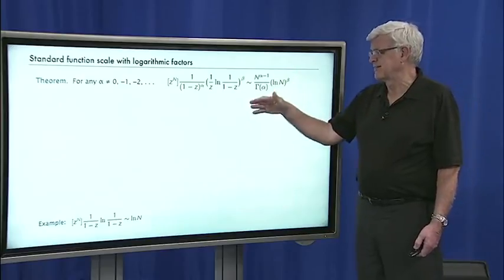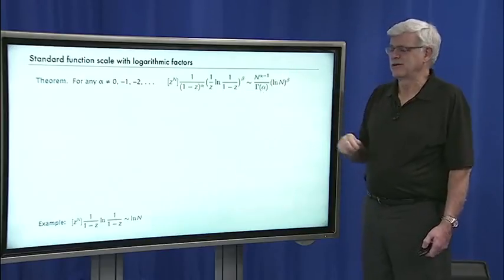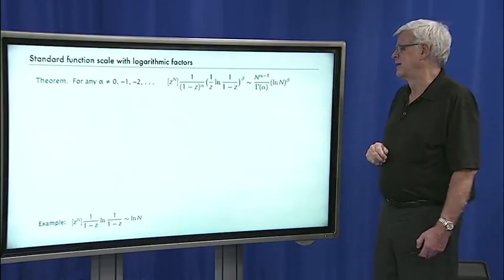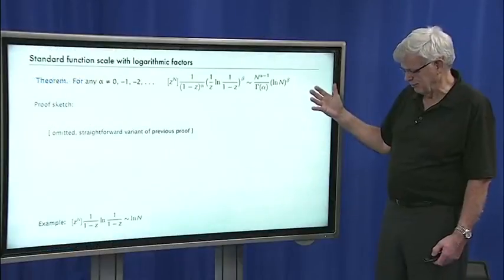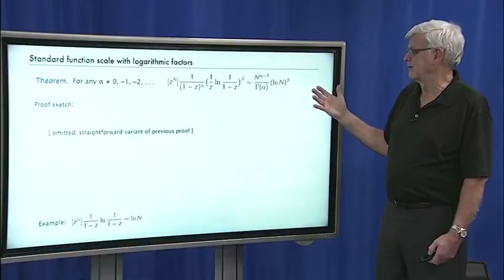And actually, we can extend it to include logarithmic factors. So if we add a factor of 1 over z log 1 over 1 minus z to the beta, then it brings out a log n to the beta term. And I'm definitely going to skip that proof in lecture, but it's a straightforward extension of the previous proof. Once you get the previous proof, you can get this one.